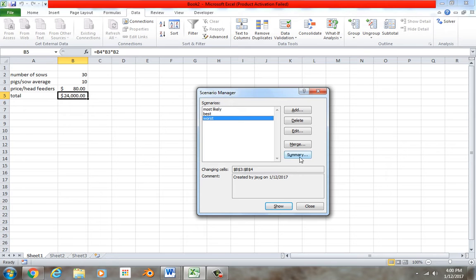And now you can click on Summary here, where you can actually hit Show. And then you can change which one. So worst case scenario, I make 17.5. That's gross, obviously. Best case, 33,000, and most likely is 24,000. Now, that's all well and good. Again, that's just a gross.